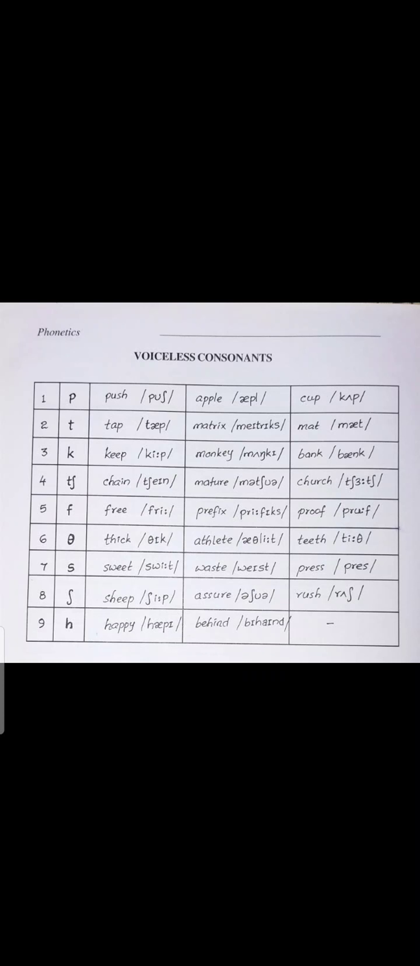And also the second voiceless consonant sound is "t". If we see in the initial position, tap. And also we can see in the middle, matrix. In the final, mat.